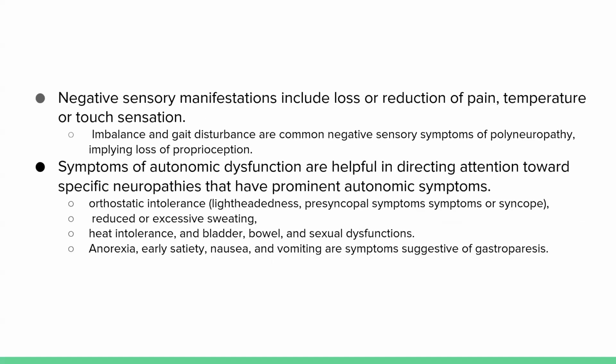So negative sensory symptoms is when there's loss of function. So there's loss of pain sensation, temperature sensation, and there's loss of vibration and proprioception, which usually manifests as imbalance or gait problems. Symptoms of autonomic dysfunction can be helpful because they have a predilection for particular types of polyneuropathies. Orthostatic intolerance, you have excessive or reduced sweating, bowel bladder dysfunction, and gastroparesis with diarrhea or constipation can occur.